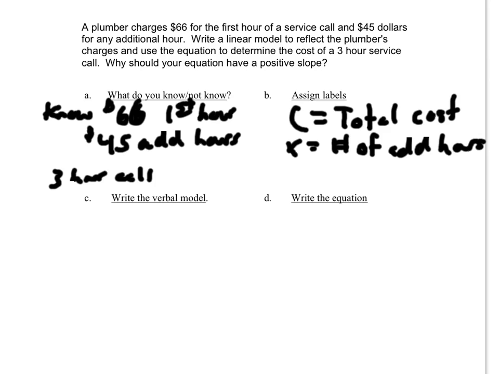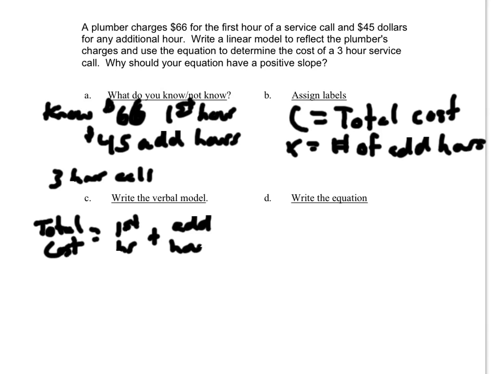Now we need the verbal model. So our verbal model is our total cost is going to be equal to the cost of the first hour plus our additional hours. Okay, cost of the first hour plus cost of the additional hours.